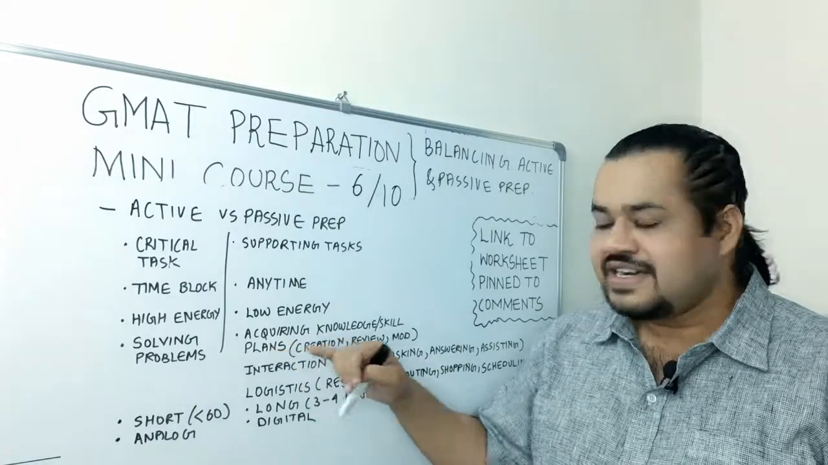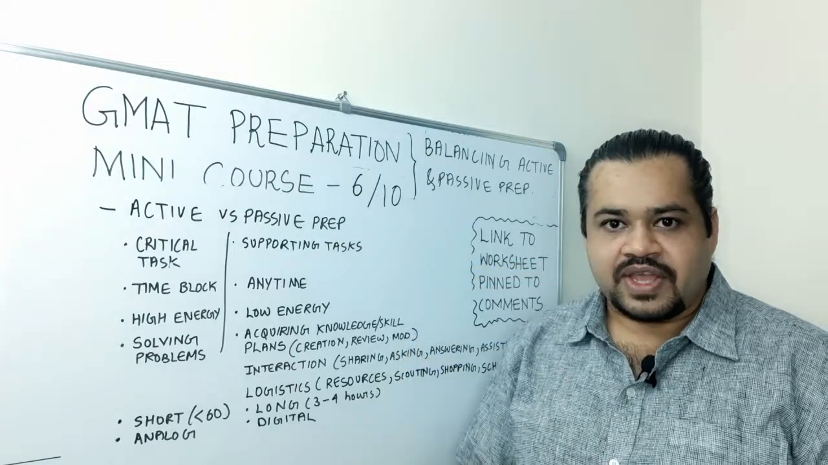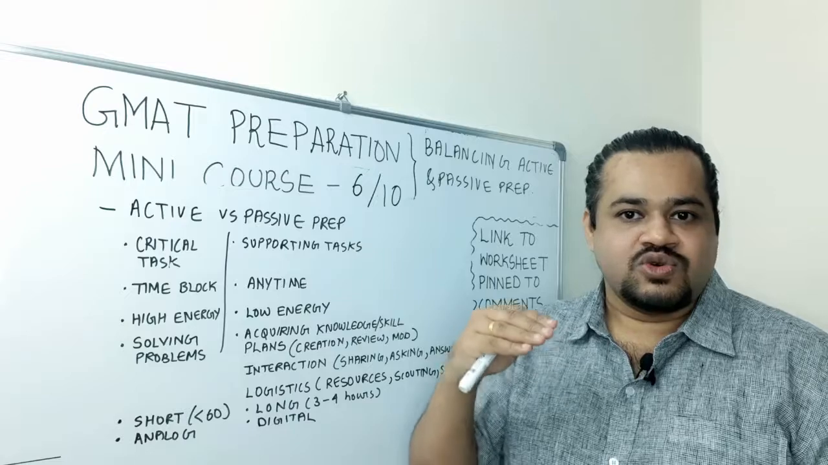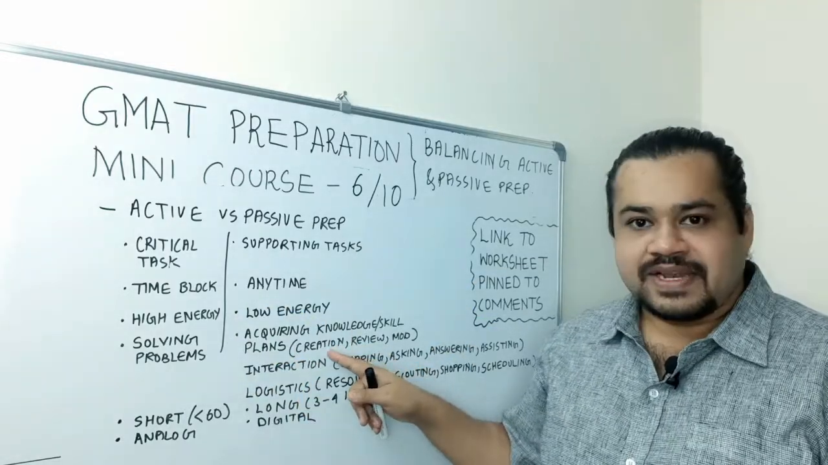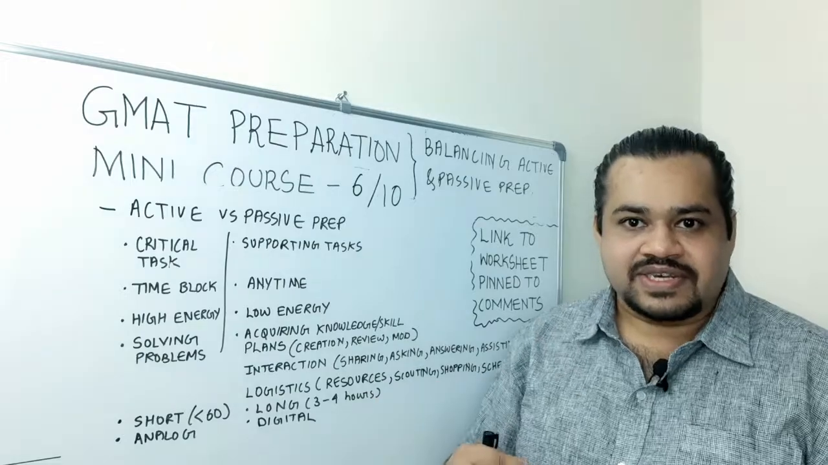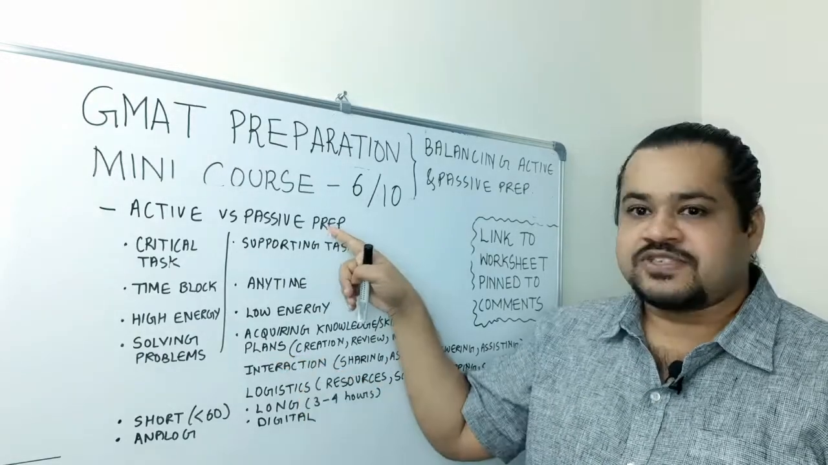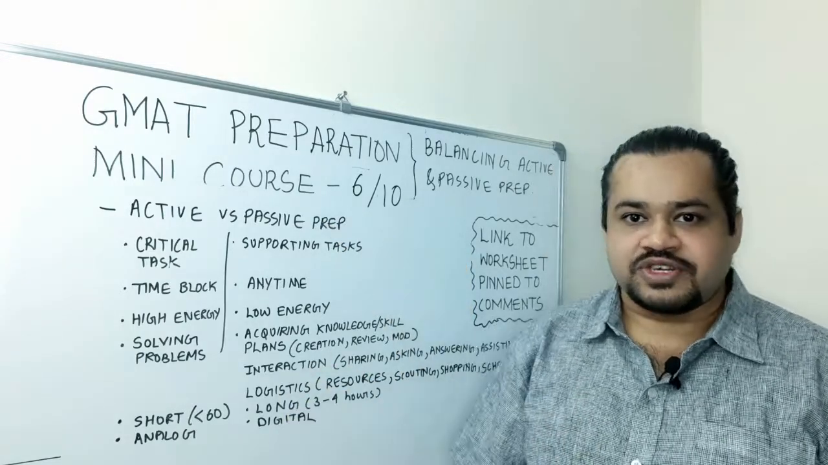The next one is creating plans. Plans is you look at your current state and you look at your desired state, and you come up with certain ideas that help you go from the current state to the desired state. That's what a plan is. So creating plans, then reviewing the plans that you have created, and then revising them as necessary, they also come under passive preparation. Another form of passive preparation is interaction, or engaging with the community.